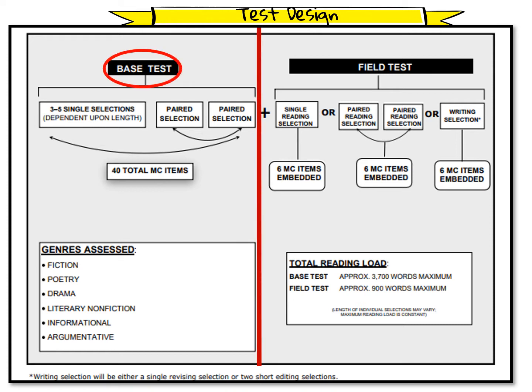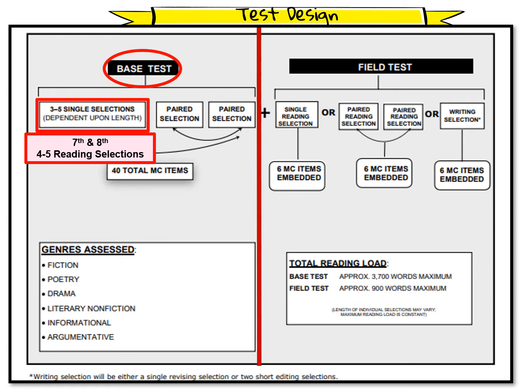The base test is what all students will get. So let's look at the number of passages that students are likely to encounter. When it comes to 6th grade, it could be 3 to 5 single selections, while 7th and 8th grade may encounter 4 to 5 single reading selections. Then note that students in grades 6 through 8, all of them, will have paired texts.